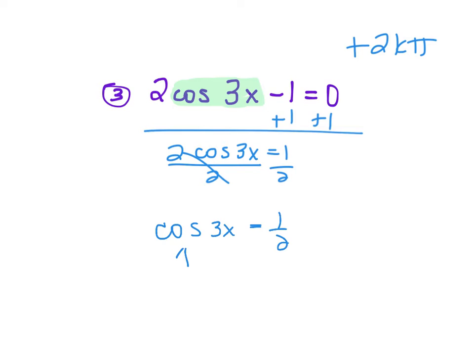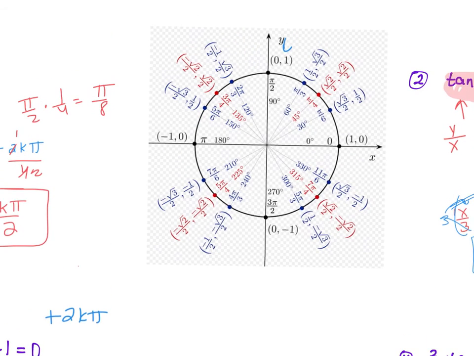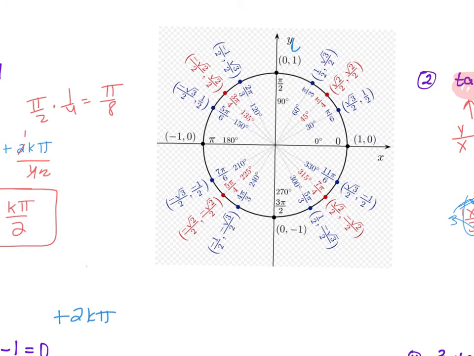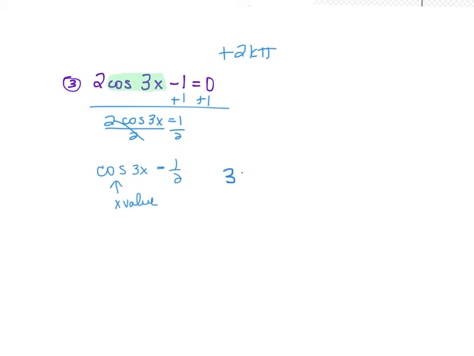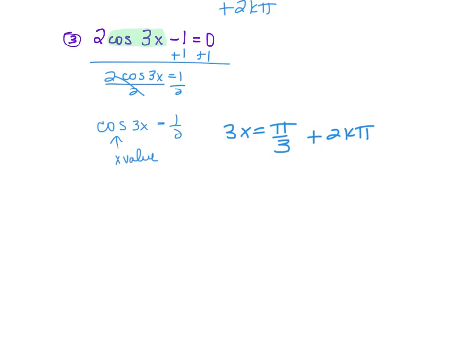Well, remind yourself, cosine is the x value. So I'm going to the unit circle. I'm going to say, where are my x values? 1/2, positive 1/2. So x being positive 1/2 would be pi over 3 and 5 pi over 3. So we have 3x equals pi over 3 plus 2k pi. And 3x equals 5 pi over 3 plus 2k pi.